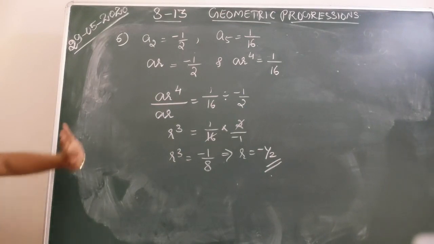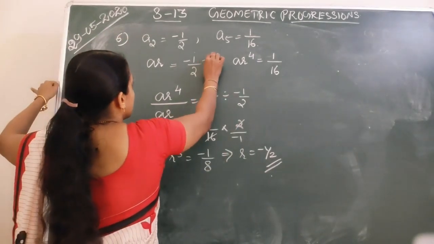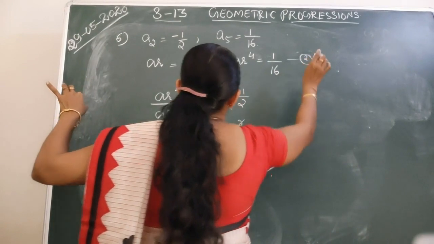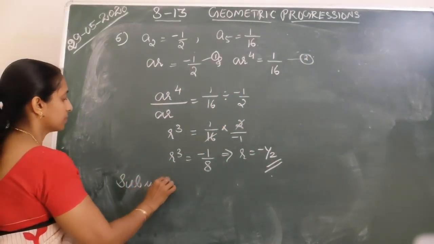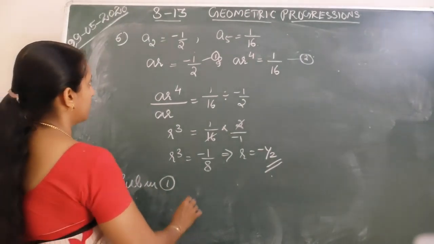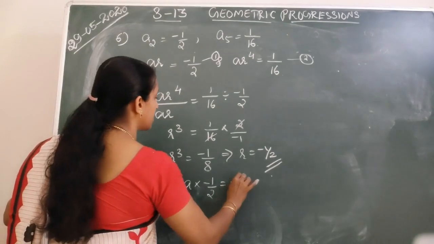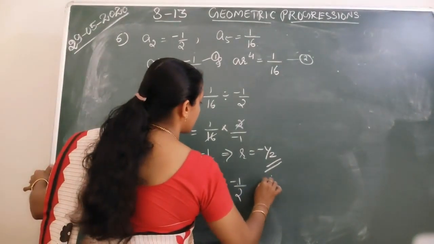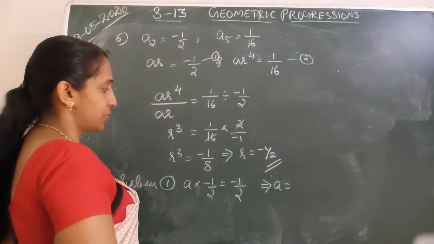And this minus 1 by 2, if you are substituting here, you can take it as equation 1 and equation 2. So substituting in equation 1, what will you get? A into minus 1 by 2 equal to minus 1 by 2. So what will be A? A will be equal to 1.